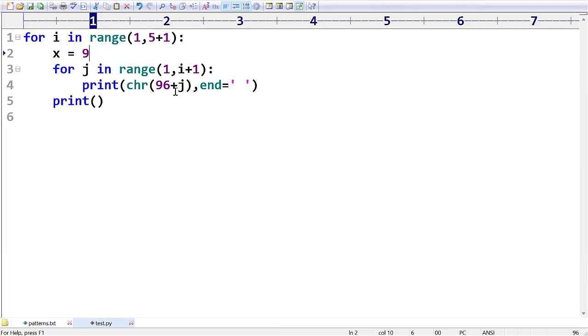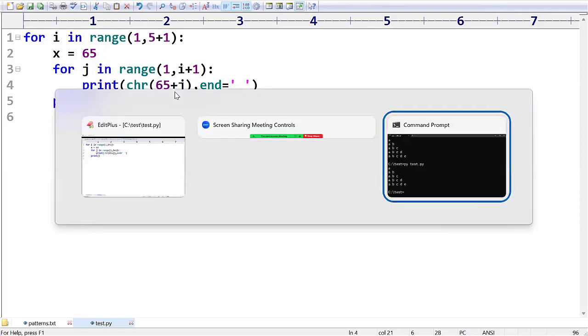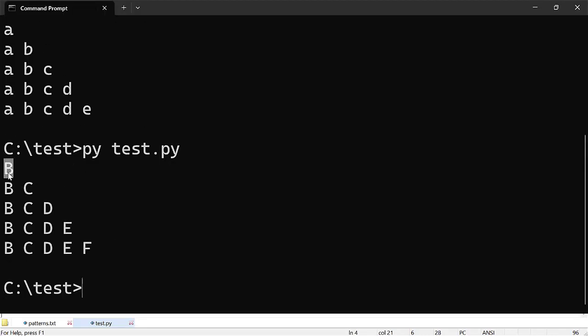Sir, here I am taking 95. Okay, here I am taking 95. Sir, 65. Can I take here 65 plus j? That's all. Now let us see what will happen. Sir, it is starting from B. Okay, we are getting B.